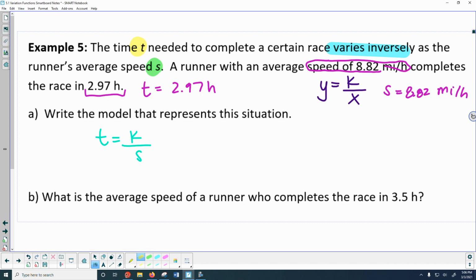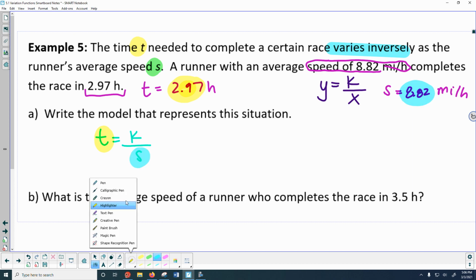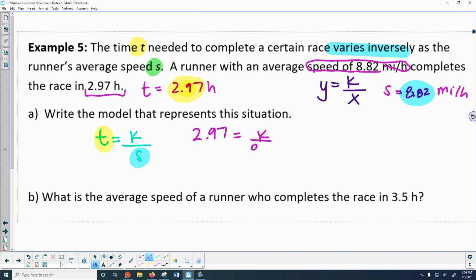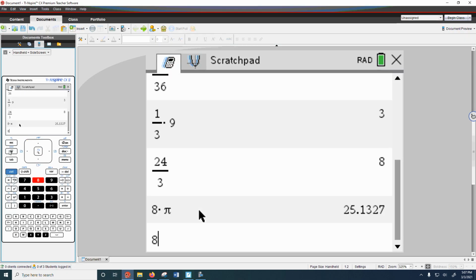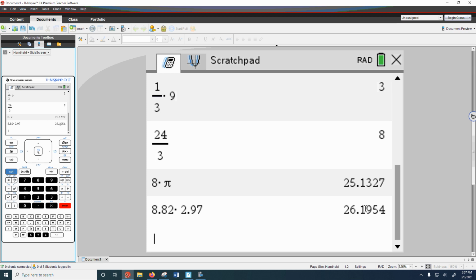So let's plug these in. My value for t will be 2.97. We're going to exclude the unit. And my value for s will be 8.82, and we'll plug that in for s. That blue is going to be hard to see there. So we will set this up as 2.97 is equal to k divided by 8.82. And again, we have to start by solving for k. So we'll multiply by 8.82 on the right and by 8.82 on the left. So let's grab our calculator. We're going to multiply on Scratchpad, 8.82 multiplied by 2.97, and that gives me 26.1954.